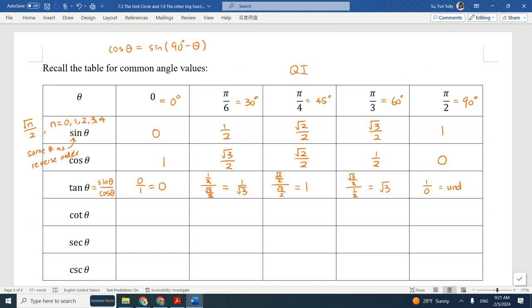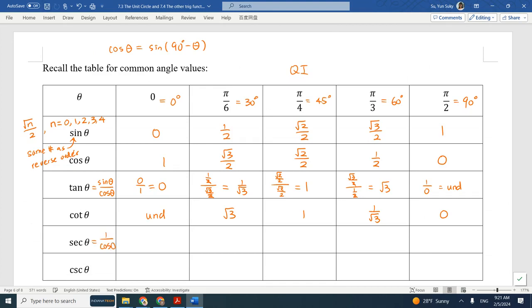In reverse order. And then what do we put here? Undefined, and then root 3, 1, 1 over root 3, 0. Very good. Yes, everybody? Okay, next. Who is secant?